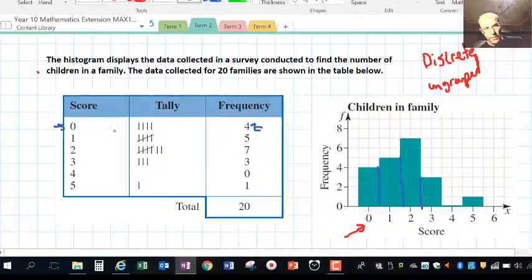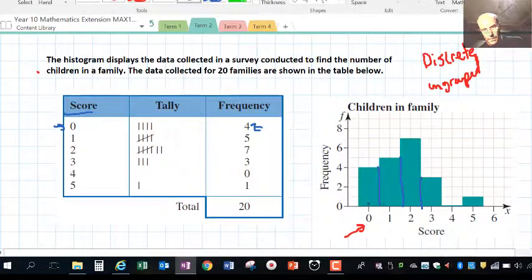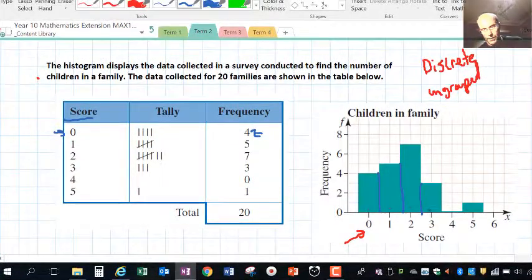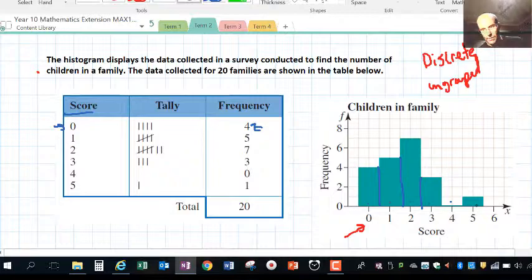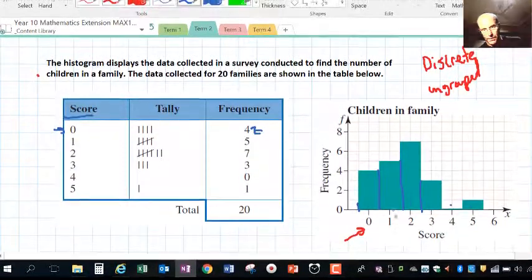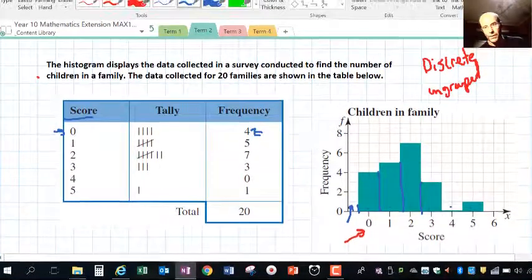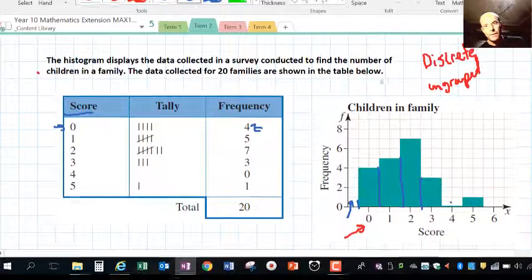But because it's not an interval, it's just a score, the label goes in the middle. Okay, the increment goes right in the middle. It straddles it, and in the column it sits either side. It's still symmetrical. That's still a good histogram. It's got the half column width and all those other features there.